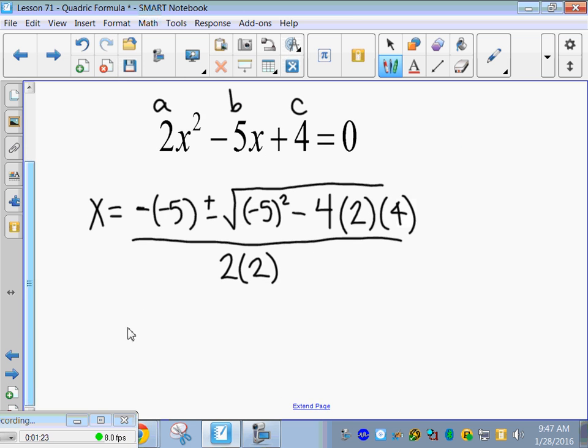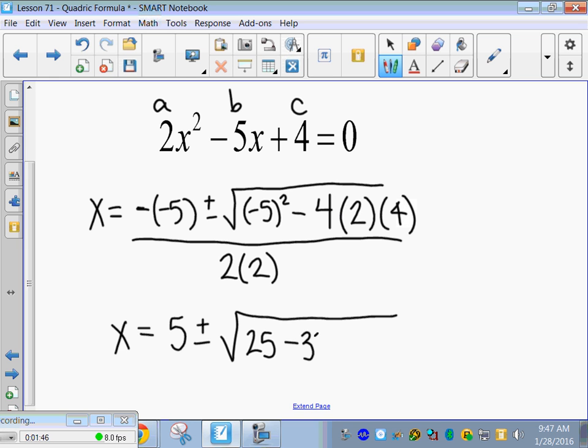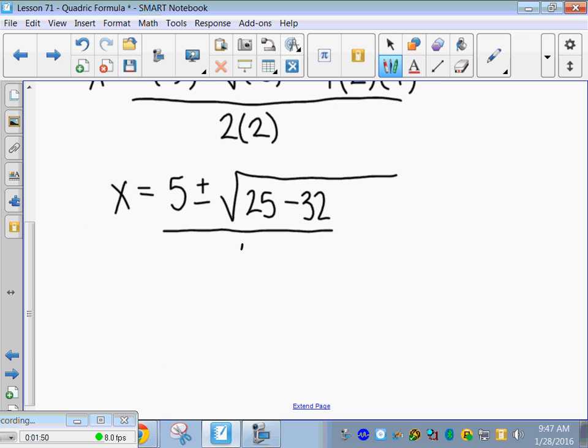Then it's just a matter of simplifying. So x equals negative, negative goes positive. Okay, negative 5. Be careful here. You're always going to be squaring out the negative. So if it's positive or negative, we're going to end up with a positive number here. Okay, minus, and then I'm multiplying 4 times 2, which is 8, times 4, which is 32, over 2 times 2, which is 4.